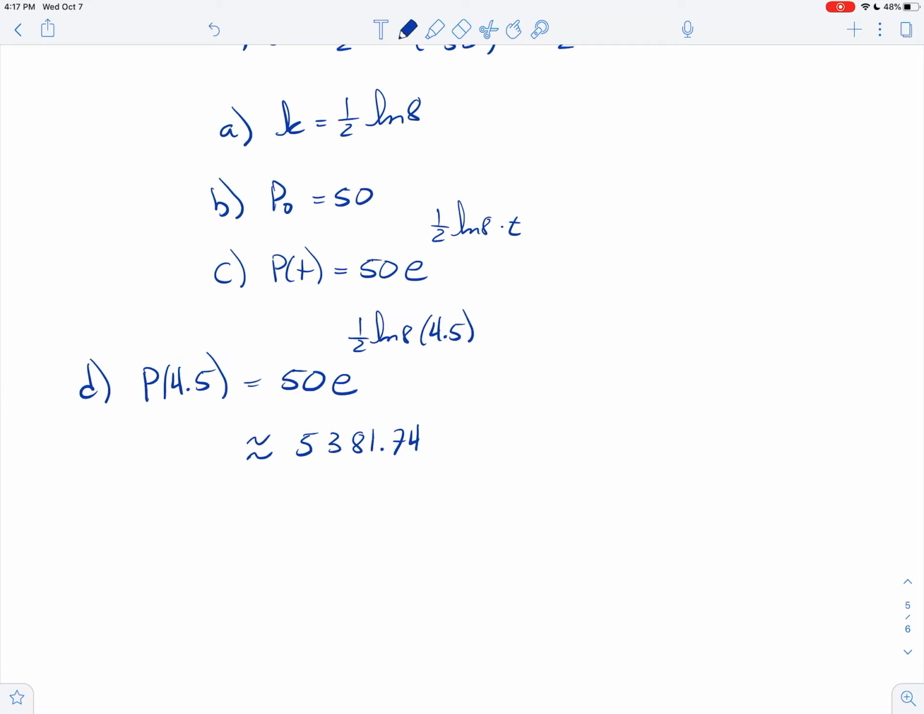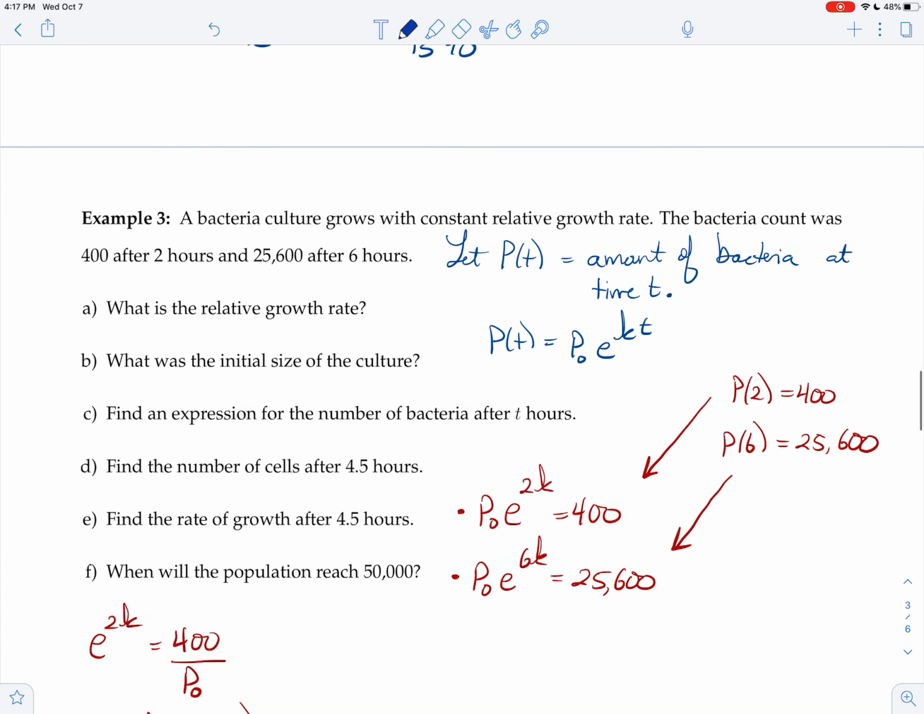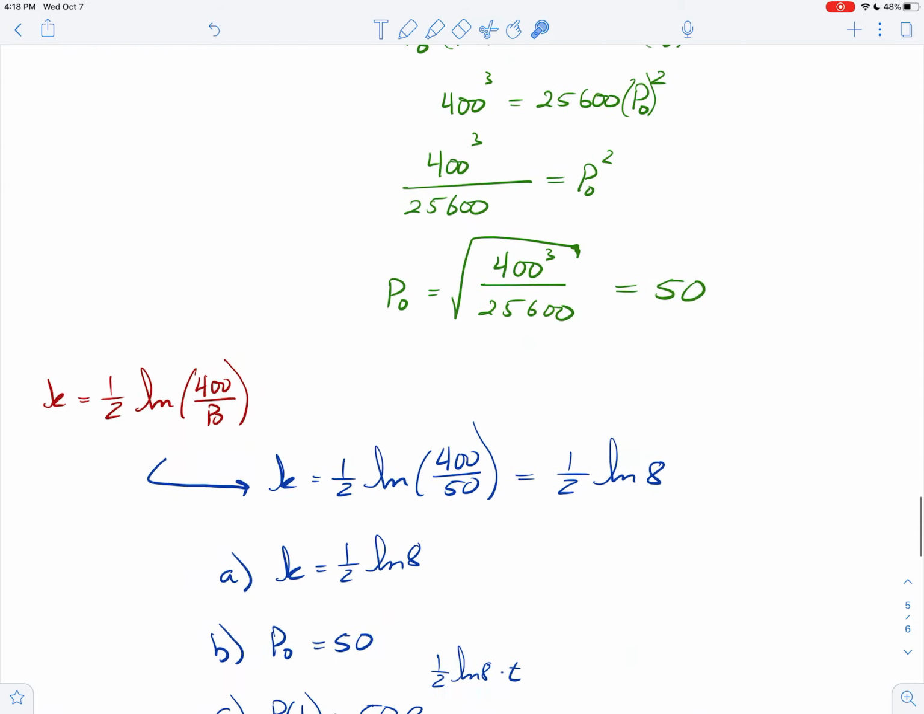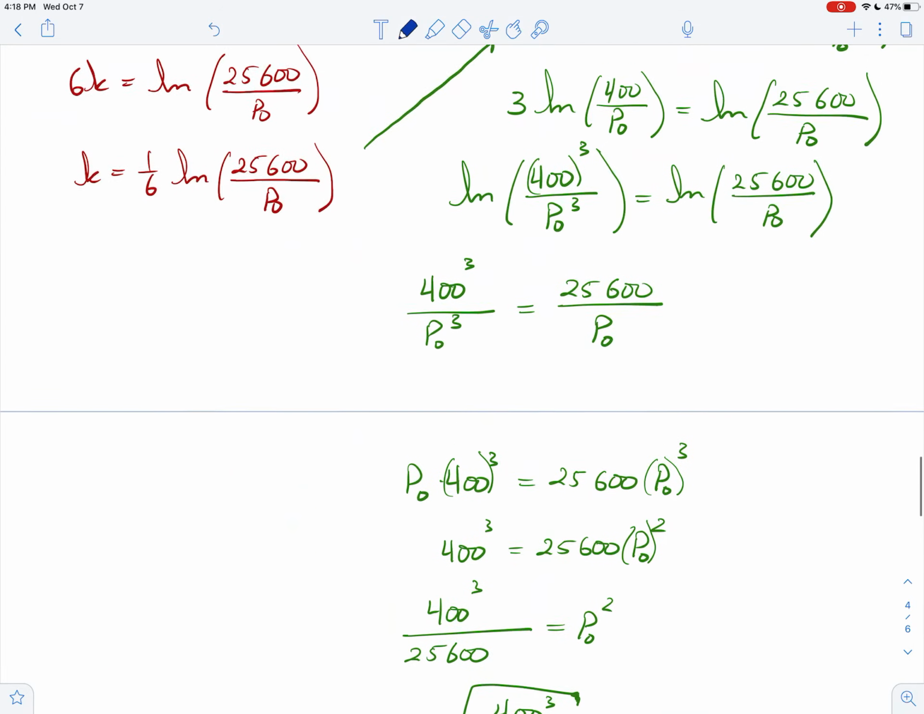And now, if you think about it, you should check and make sure this makes sense. So at 2 hours, let's go back up. At 2 hours, we had 400. And at 6 hours, we had 25,000. And so our answer for 4.5 hours better be somewhere between these two. And sure enough, it is. So if you've gotten something bigger than 25,000 or less than 400, then you know there's a problem. Okay, let's scroll up now and look at part E.